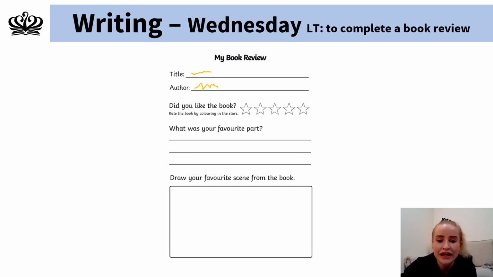Then the next part is giving the book a rating out of 5. And that just means if you thought it was amazing, it was one of your favourite books, you're going to colour in 5 stars. So that's 5 out of 5, it was brilliant. If you didn't like it at all, you can do 1 star or 0 stars. If you thought it was okay, you can do 2 or 3. But basically, the more stars, the better. So if you really enjoyed the book, you can colour all the stars, but it's up to you.